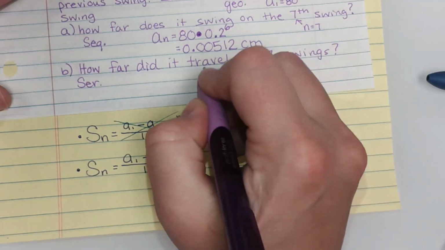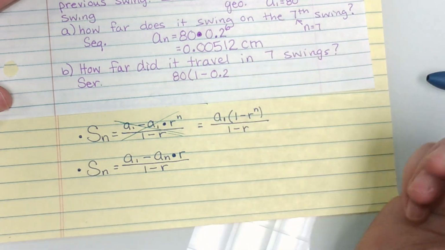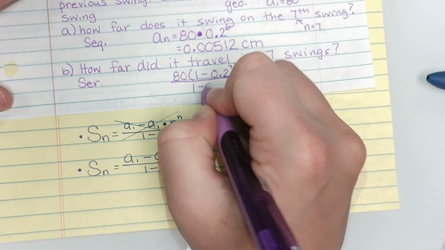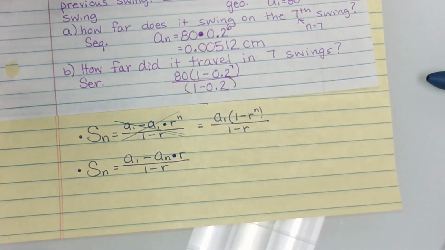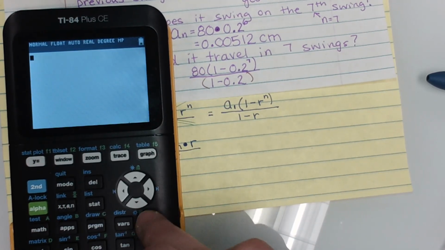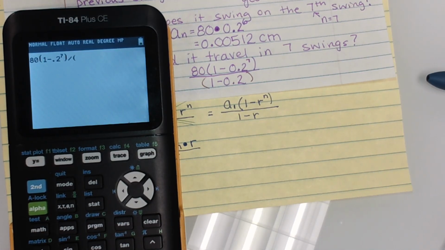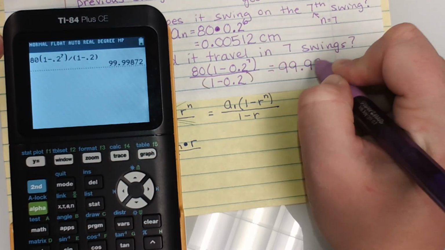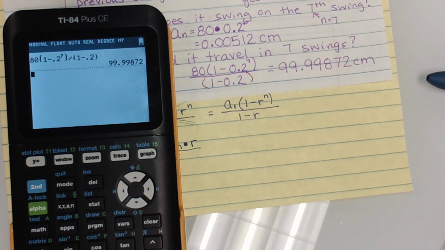A sub 1 is still 80. R is still 0.2. N, they kept as 7, that could change, divided by 1 minus R. Make that calculator friendly. I remember to put parentheses here. .99872 centimeters. On a word problem, would I technically need that many decimal places? Probably not. Since I can write the entire thing without rounding, I just do.